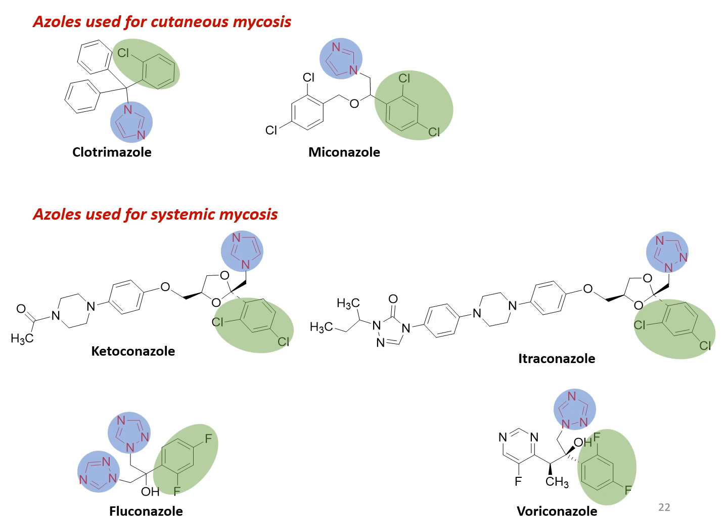The ones used for treating a cutaneous mycosis, which is a superficial fungal infection of the skin, hair, or nails, are clotrimazole and miconazole. Ketoconazole and itraconazole have good oral absorption, thus can be used orally to treat systemic infections.